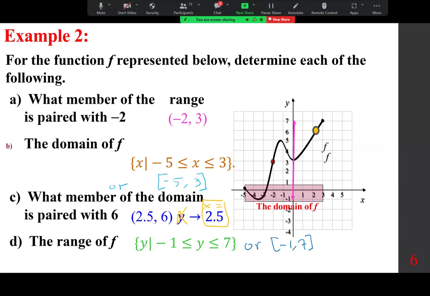Now, the reason sometimes they like this method better is because if you just write the interval notation, one may not know which one is the domain, which one is the range. Clearly, this x represents the domain, this y represents the range. That's why. But you need to understand in what format they're asking you to write it, and you do so accordingly.